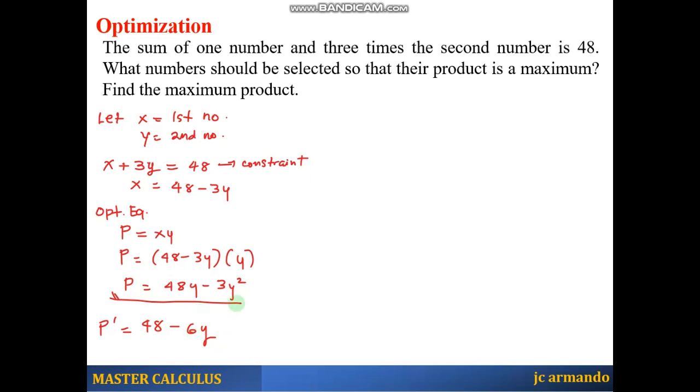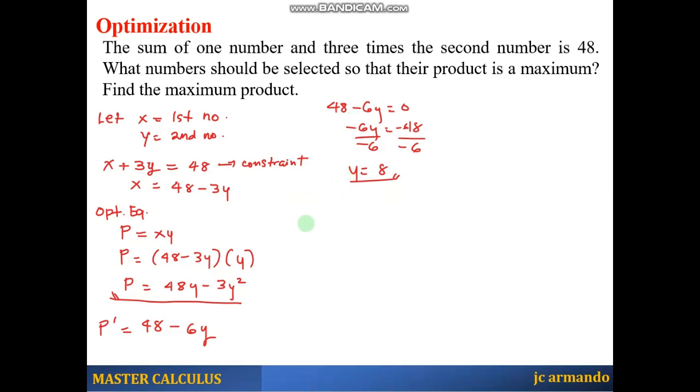So, equate natin to 0. So, we have 48 minus 6y equals 0. So, negative 6y is negative 48. Divide both sides by negative 6. Therefore, y equals 8. Okay? Ganun lang naman. So, ito yung critical number.